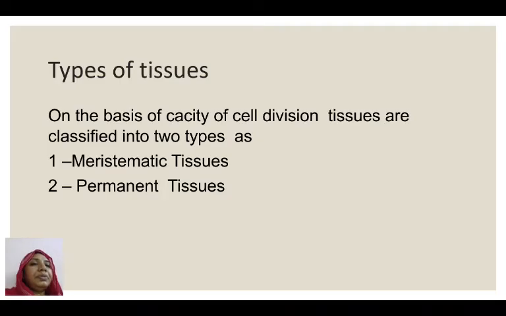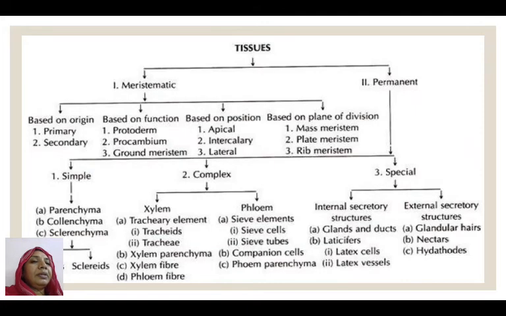What is tissue? A tissue is a group of cells which have similar origin, perform the same functions, and have similar shape, size and structures. On the basis of the capacity of cell division, tissues are classified into two types: meristematic tissues and permanent tissues. In this flow chart, we can study the types of tissues in detail.